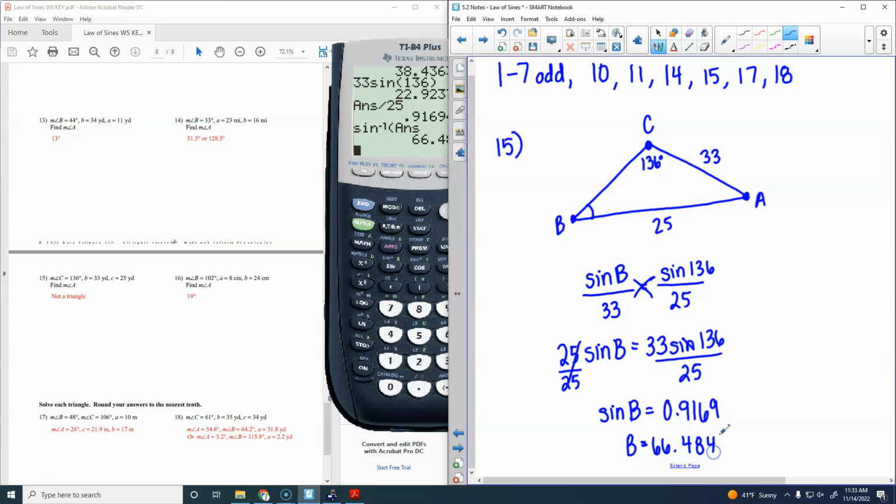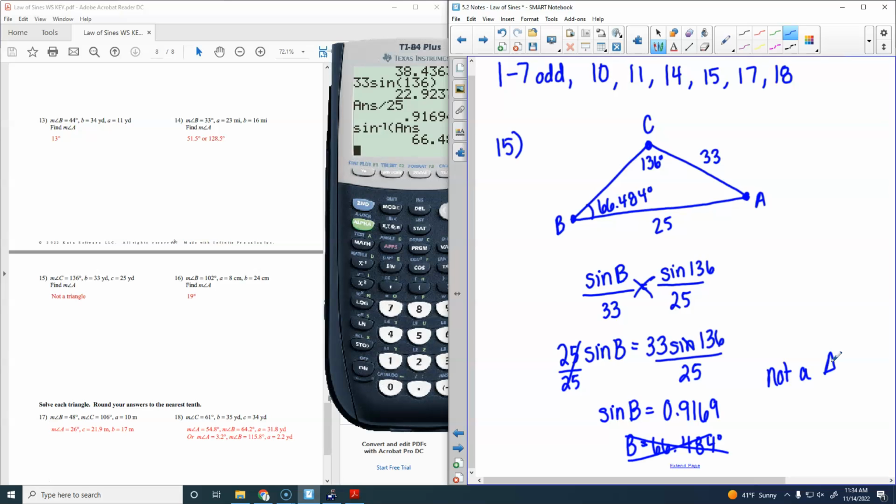Okay, this is different than I was expecting it to happen. So, look at your problem. Is that possible? No, because that adds up to more than 180 degrees, right? But this is your first answer, right? So, the other one, the 180 minus 66.484, it's not going to be any better. It's going to be a bigger number, right? So, this one's not a triangle.